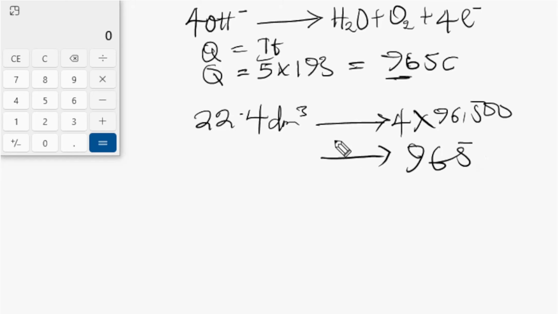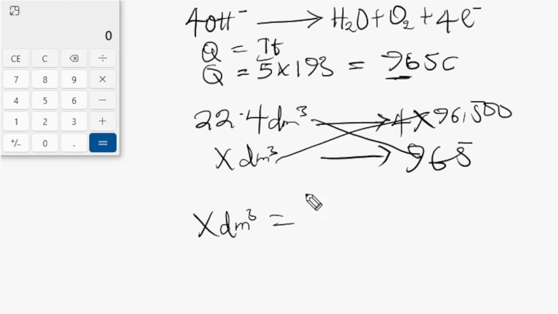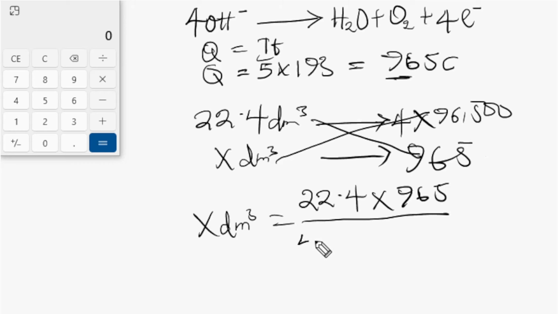As usual, we are going to cross and multiply. Let's say this is x dm cube. When we cross this, we are going to have x dm cube to be 22.4 dm cube times 965 coulombs over 4 times 96,500 coulombs per mole. Here, we are going to solve this together.